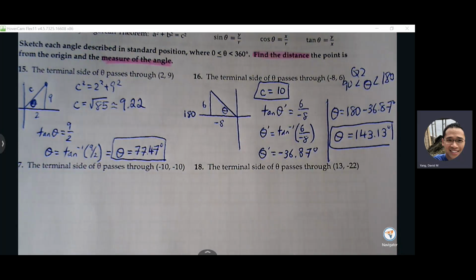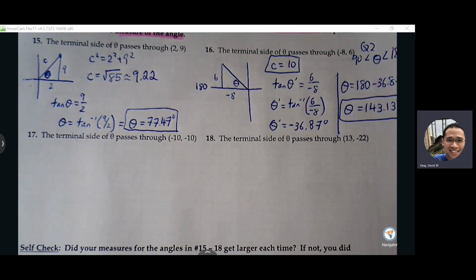So if you're in the second, third, or fourth quadrant, the calculator will give you something that is related to a reference angle, and then you just have to make an adjustment to get it to a theta measure that's between 0 and 360 that's in the correct quadrant.